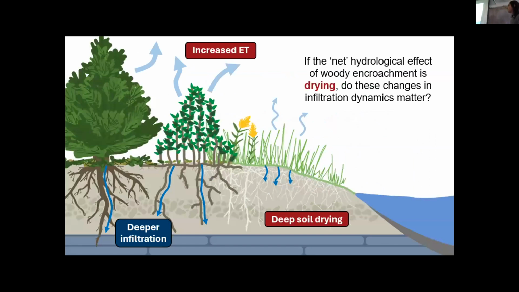And so we get increased ET with woody encroachment, we get deep soil drying and this deeper infiltration. But the net effect really, as we've been trying to look at, is drying. Like with the shrub encroachment, the ultimate impact is drying over long periods of time. So you might be asking yourself, why we care then if water is infiltrating deeper, if ultimately more of it is being used up and we're drying out the soil. And there's a lot of reasons.